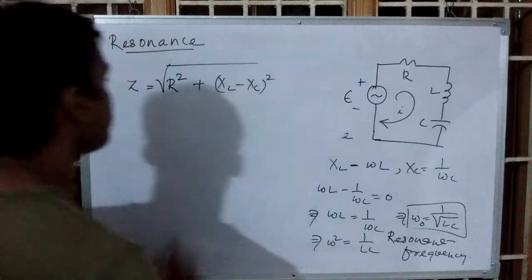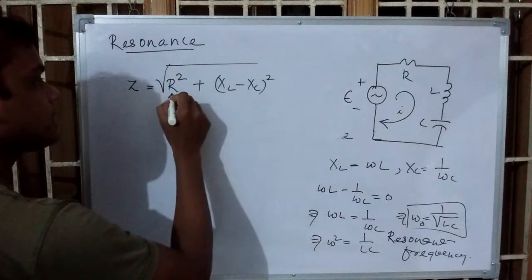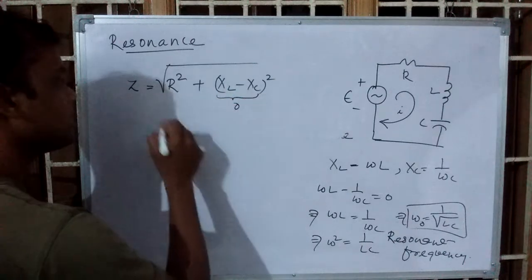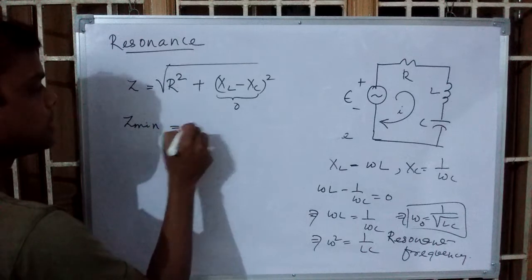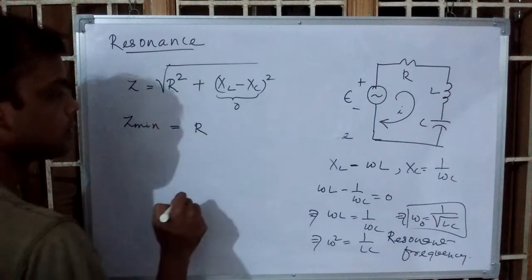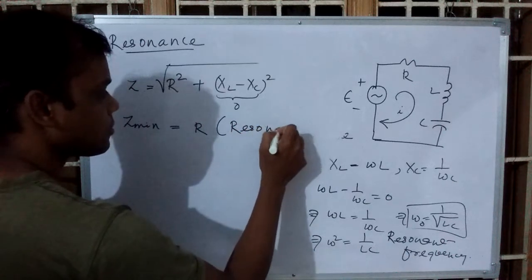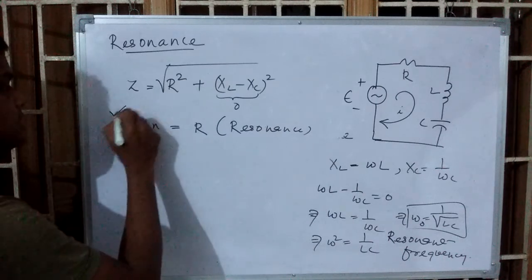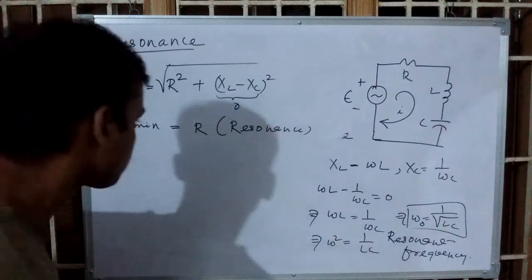Look, Z is equal to this much. Now R is constant. If this part becomes 0, then Z becomes minimum. Z min is equal to R. So it will occur obviously at resonance condition. So at resonance condition, Z attains its minimum value.